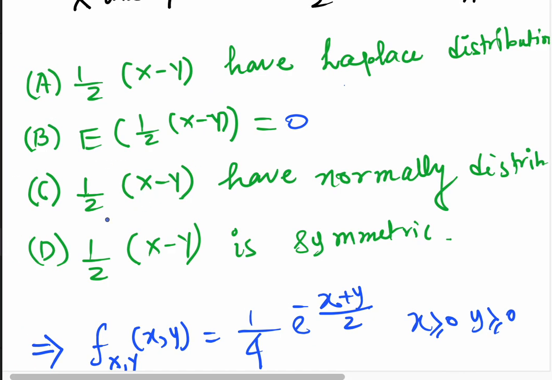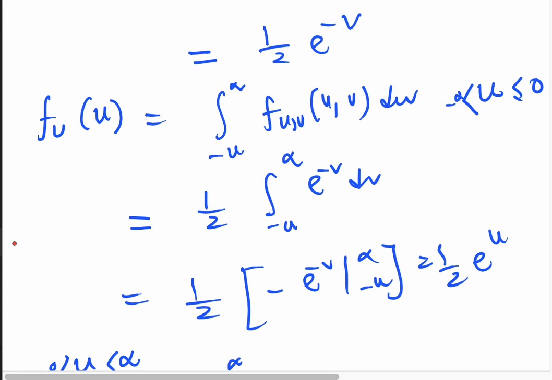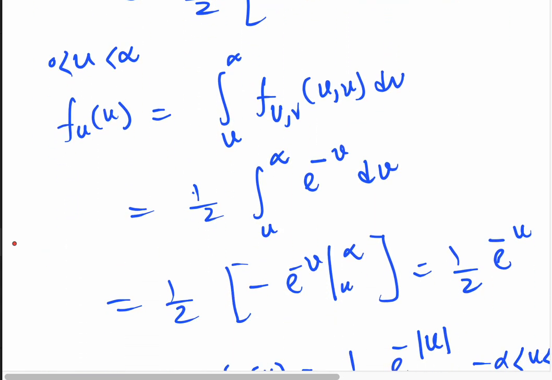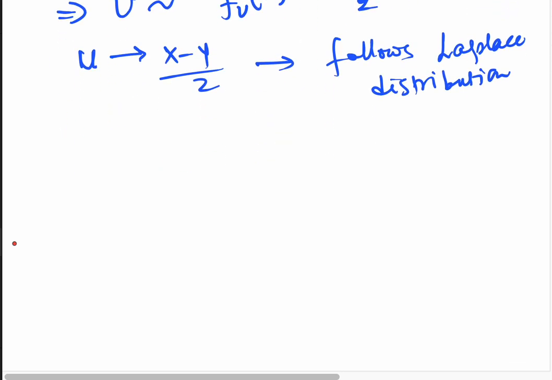C is obviously not correct, since it follows a Laplace distribution, so it's not normally distributed. So this is wrong. And half of x minus y is symmetric, this is also correct. So that means the option C is not correct. So that is the solution of question number 5. Let's move toward question number 6.